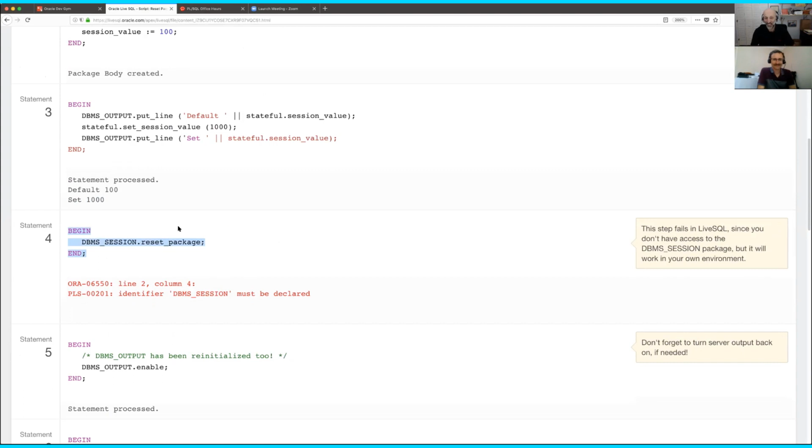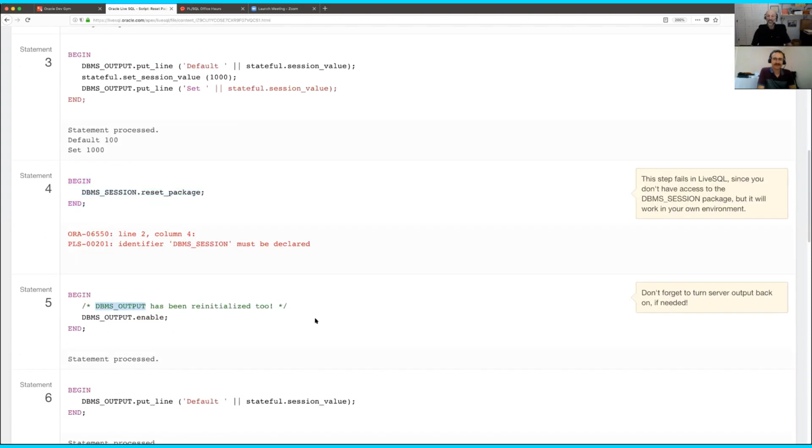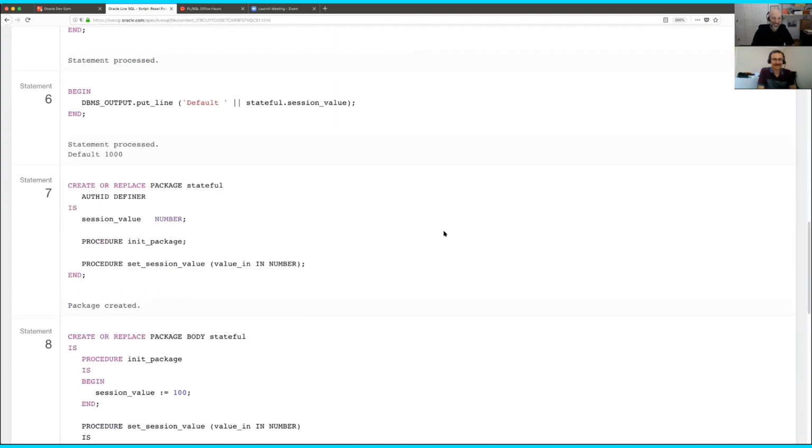You can't do it inside Live SQL because it's restricted in terms of DBMS session access. But try it yourself. One thing to realize about the DBMS reset package, and you'll see it very easily, is that, again, it resets all packages, and that means also DBMS output is disabled. And this is something that even when I was running this script on my autonomous database, I'm looking at, there's no output. Where's the output? Why aren't I seeing output for all of these?